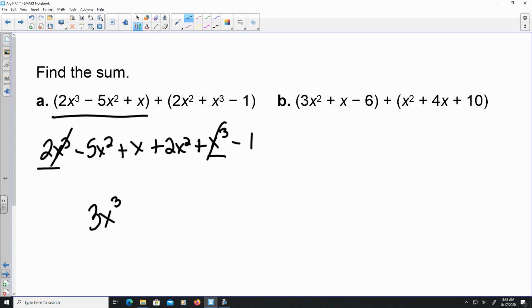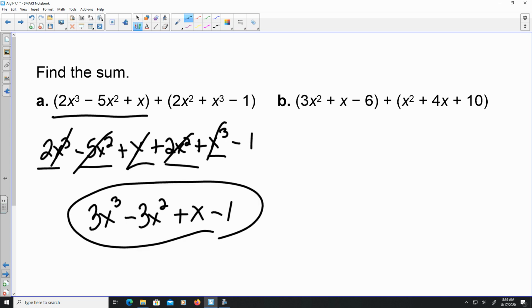Next is x squared. Is there any? There are two of them. Negative 5, positive 2. When I combine those, I get negative 3x squared. Cross it out, cross it out. I have x to the first right there. There is no other x to the first, so I can just leave it by itself, cross it out, and all I have left is my constant value of minus 1, and that is our sum of that particular polynomial expression.